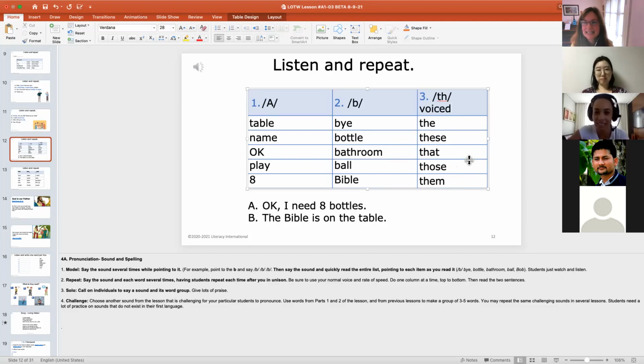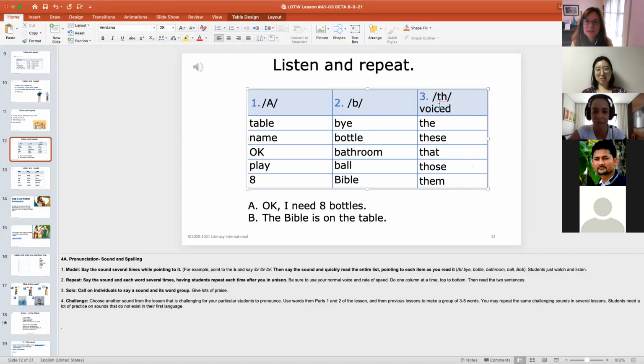And you can even stick out your tongue a little bit farther. The, these, that, those, them. Try it one more time, Kezia. The, these, that, those, them. Excellent. Very good.